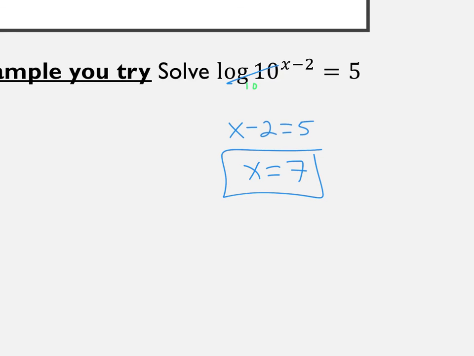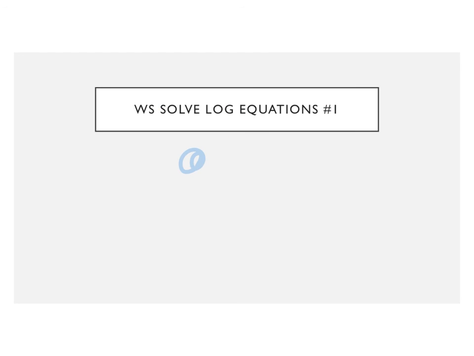Hopefully on this one you recognize the base of common log is just 10, and so right away we're just left with x minus 2 on the left side of the equation. And you get x equals 7. The end. Yay, we can try some practice.